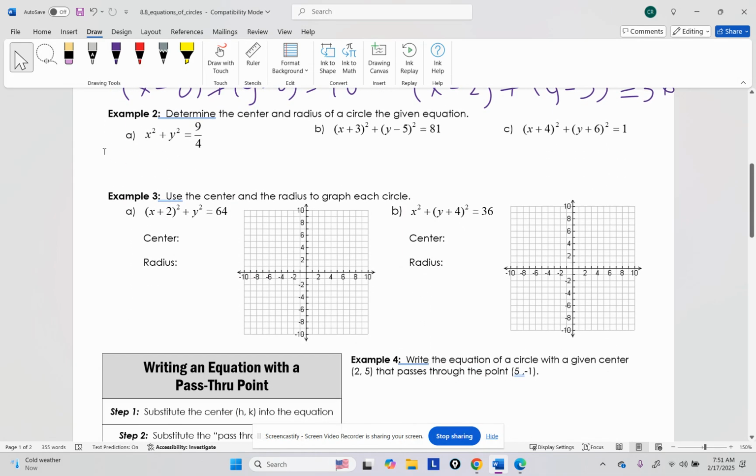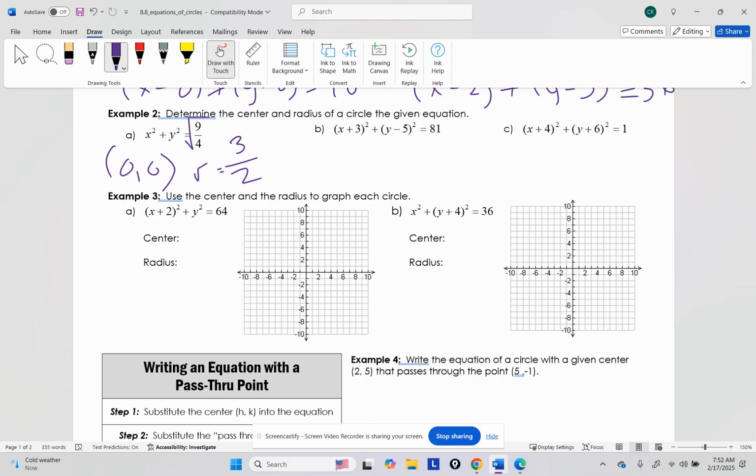All right. So now we're going to look at example 2. It says determine the center and radius of a circle given each equation. So we're given the equation. Because x squared and y squared do not have anything added or subtracted to it, that means that their h and k are 0. So the center here is going to be 0, 0. And then the radius. To find the radius, we take the square root because it's already squared. The square root of 9 is 3. The square root of 4 is 2. So my radius is 3 over 2.